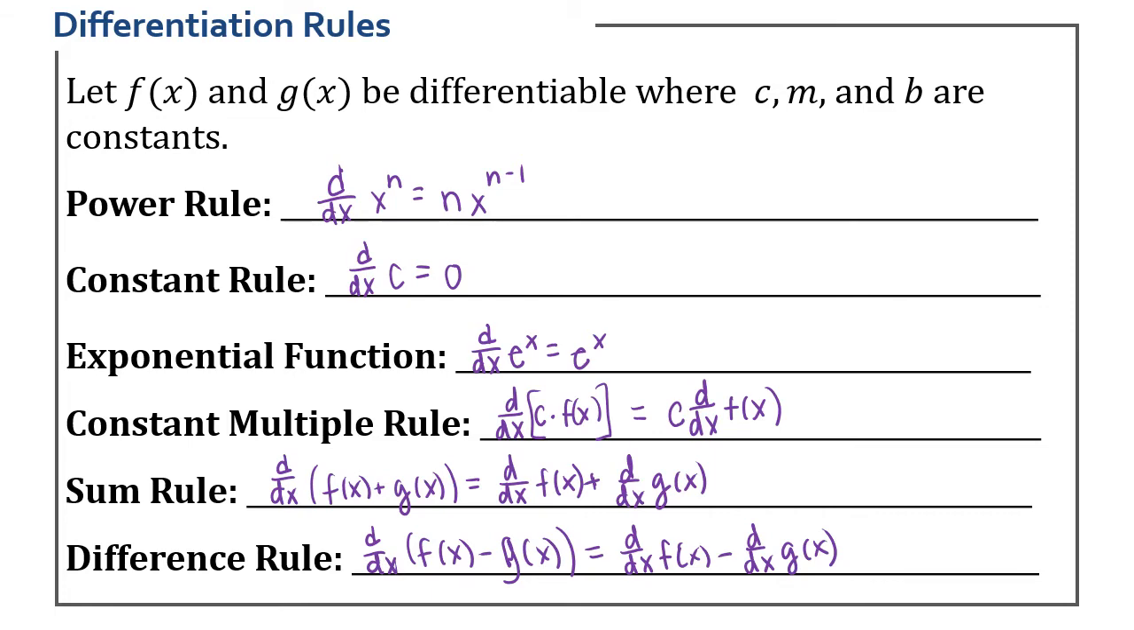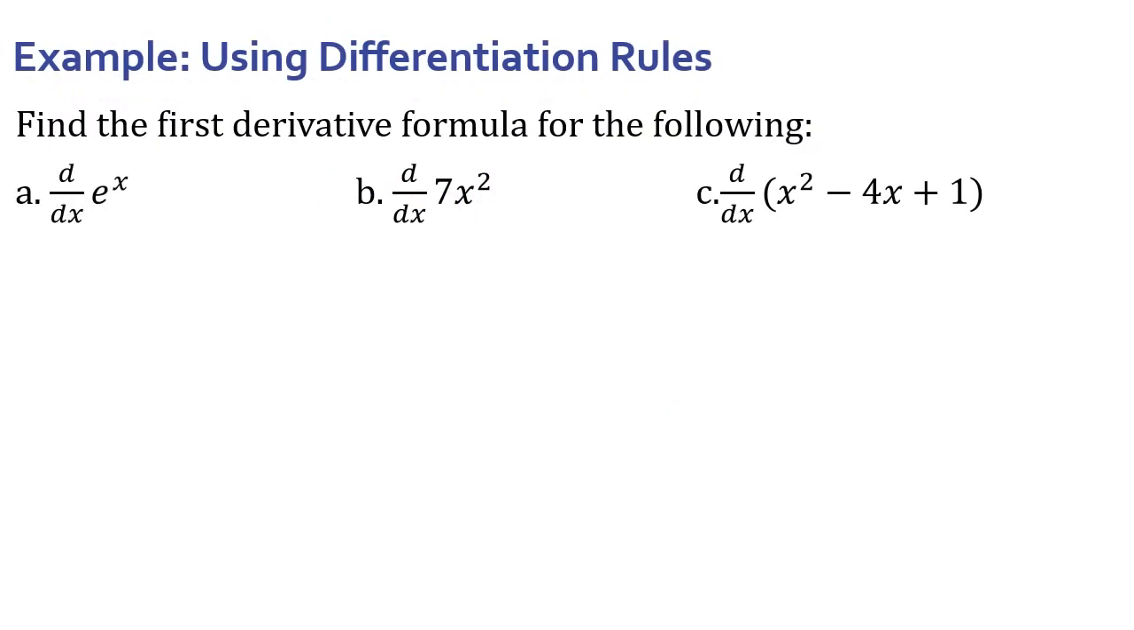All right, so let's look at some examples of this. So find the first derivative formula for the following. So if I were looking at letter A, all right, this is using that exponential rule. So the derivative of the exponential function is just e to the x.